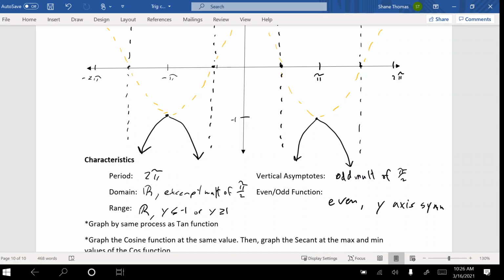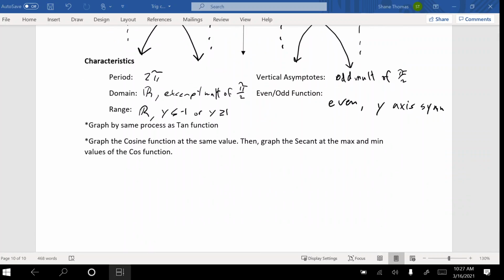Questions? Y is less than or equal to -1, or y is greater than or equal to 1. All right, same thing, graph cosine, draw from there. All right, that's it for today, guys.